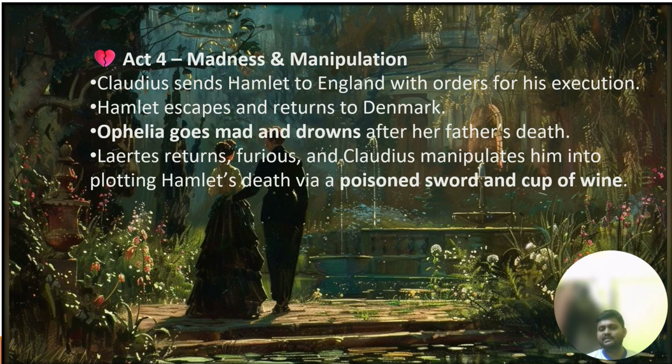Laertes, who is son of Polonius, is furious at this madness. Claudius manipulates him and plans a plot for Hamlet's death. He gives him a poisoned sword and asks him to challenge Hamlet to a sword fight. If Hamlet would not be killed by the poisoned sword, he would kill Hamlet by the poisonous wine.